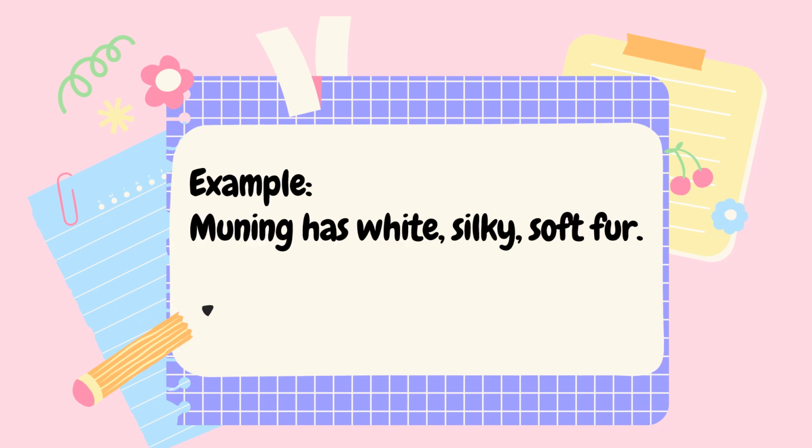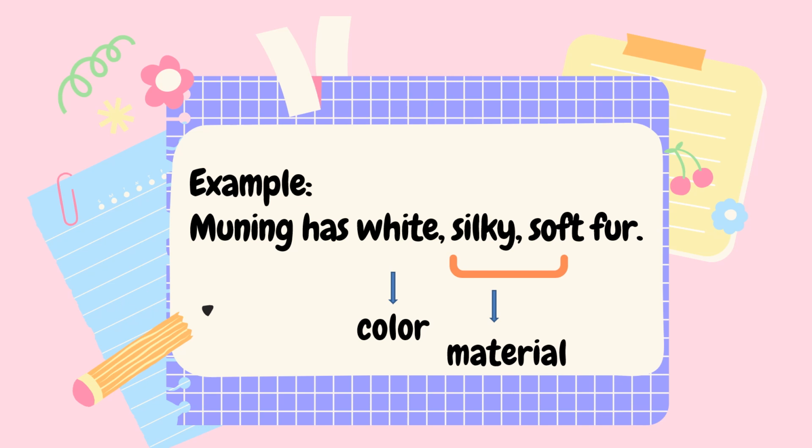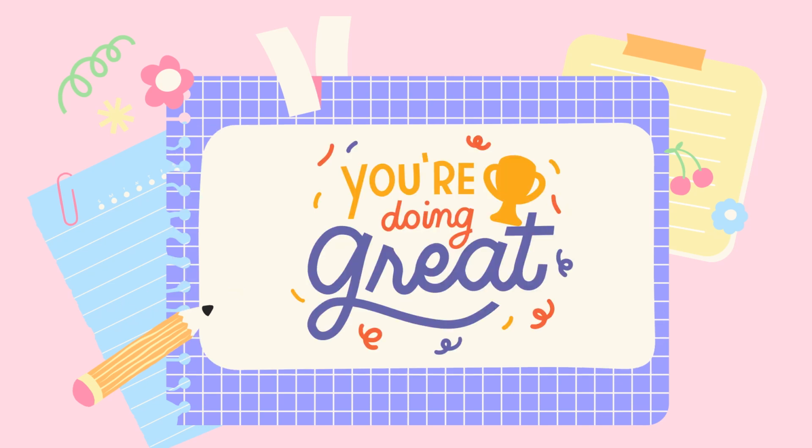Another example: Muning has white, silky, soft fur. Do you think the adjectives here are arranged in its correct position? I heard you saying yes, and you got it. So the adjectives here were arranged in its correct order. So white refers to the color, and silky and soft refers to its material. Good job, grade 4. You are doing great.